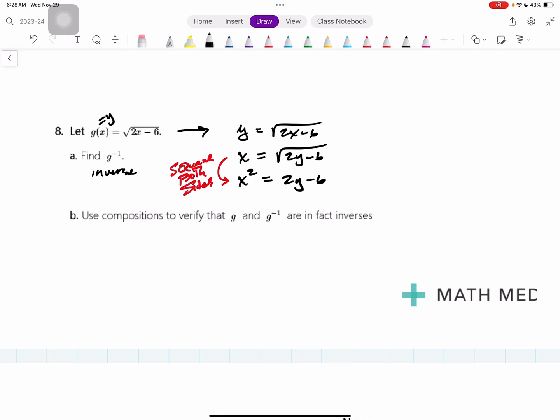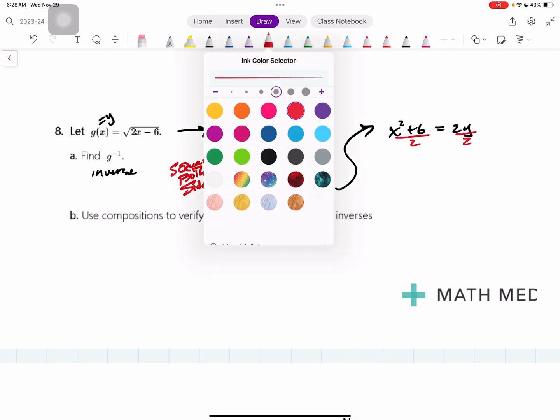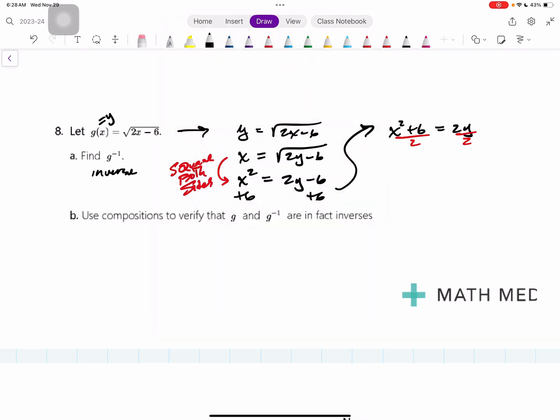Okay, and then you got to solve for y. So I'm going to add 6. Come up here, I get x squared plus 6 is equal to 2y. And then you just divide by 2 and you're done. So you get y. I'm going to switch the sides just to make it look kind of normal, okay?